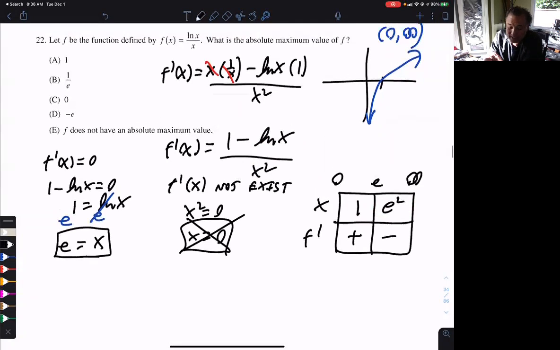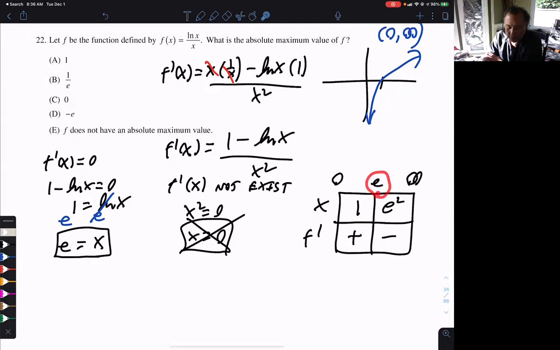Here's my conclusion. Since this is multiple choice, I don't have to write this reasoning out. But the derivative changes from positive to negative at e. Therefore, there's a relative maximum at e. But since this is a continuous function with one relative extrema, that's an absolute extrema. So the absolute extreme occurs at e.